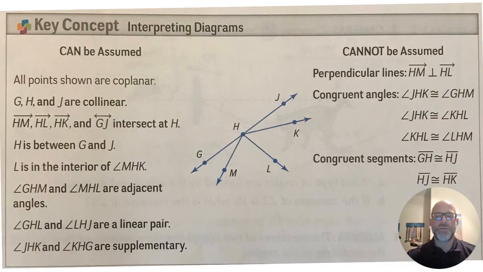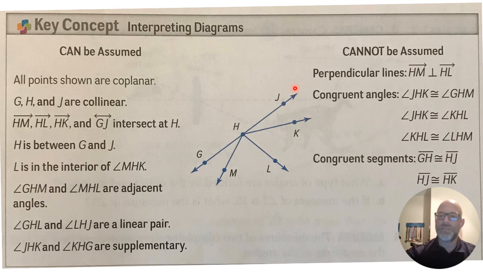Your book has this pretty cool diagram. It says what can be assumed and what cannot. Very important. It says HM and HL. You couldn't assume they're perpendicular. No way. Just because they look like they might be 90 degrees. In fact, they don't even look like they're 90. But you can't just say they approximately look like that. That's not a thing.